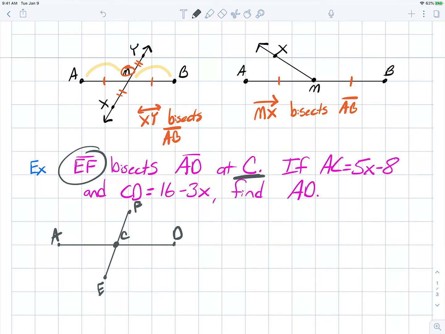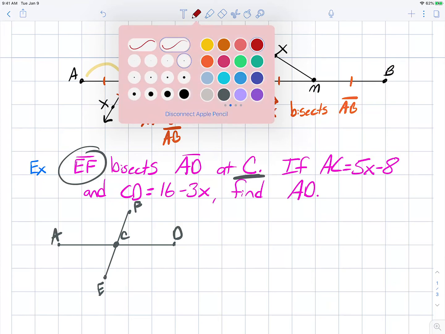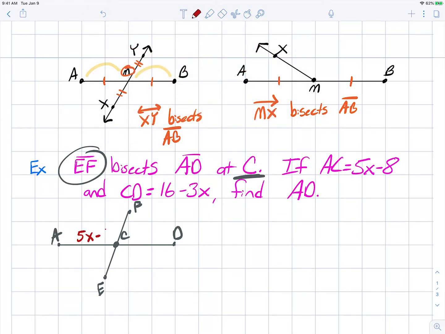Then it says that from A to C is 5x minus 8. So I'm going to label that as 5x minus 8. And CD is 16 minus 3x. So I'm going to label that as 16 minus 3x. So if EF is bisecting it, then C is the midpoint. We know that that must be the midpoint. So really these are just fancy midpoint problems. So if that's the midpoint, then I know that those two segments are congruent, and I can write the equation 5x minus 8 equals 16 minus 3x.